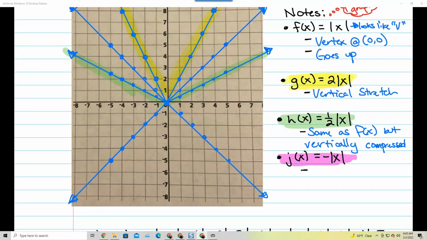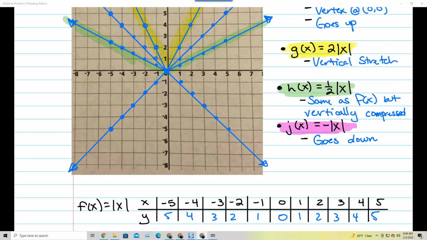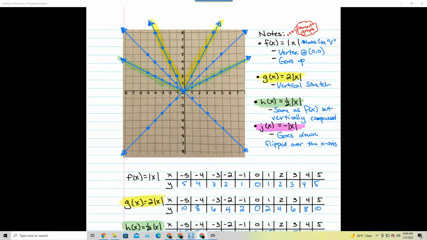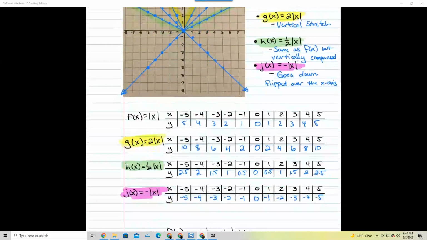It's not vertically stretched. It's not vertically compressed. It has the exact same size as before, okay? The only difference is instead of going up, both of these arrows are going down. So we're able to flip this thing. So I'm going to write that this one is the only one that goes down, and we say that it gets flipped over the x-axis. Okay, so that's all the cases that we have so far.